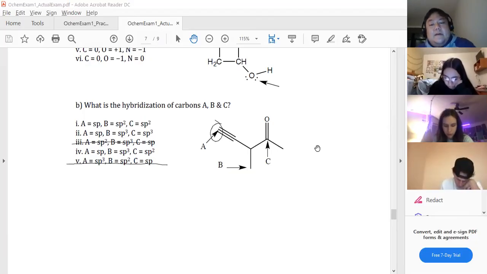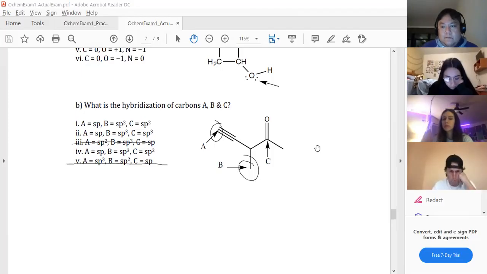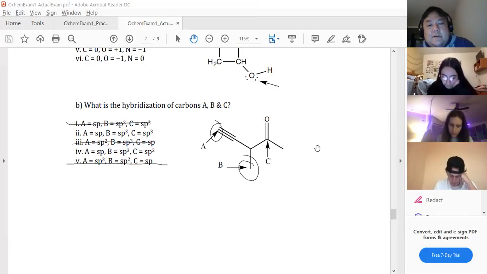So B, does that have any pi bonds attached to it? What is the hybridization if you have no pi bonds? sp3. That is correct. So that eliminates 1. And C, how many pi bonds are there attached to it? 1. So then that makes it sp2. So 4 should be my correct answer.